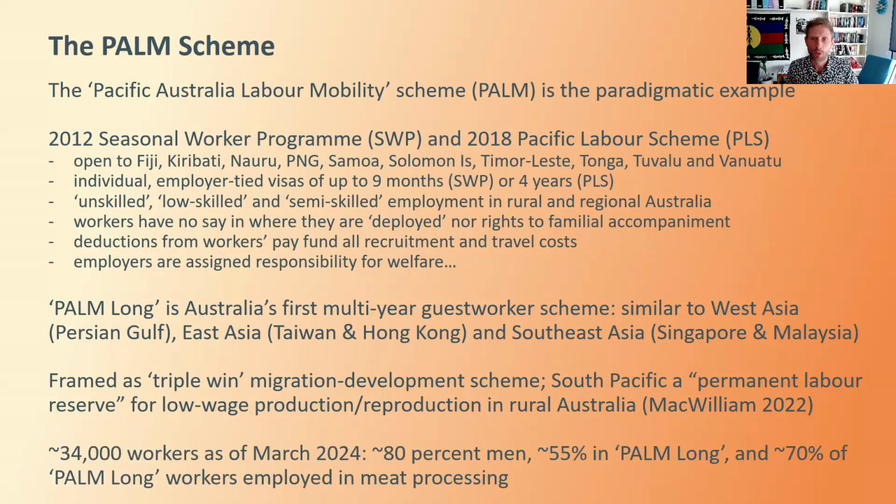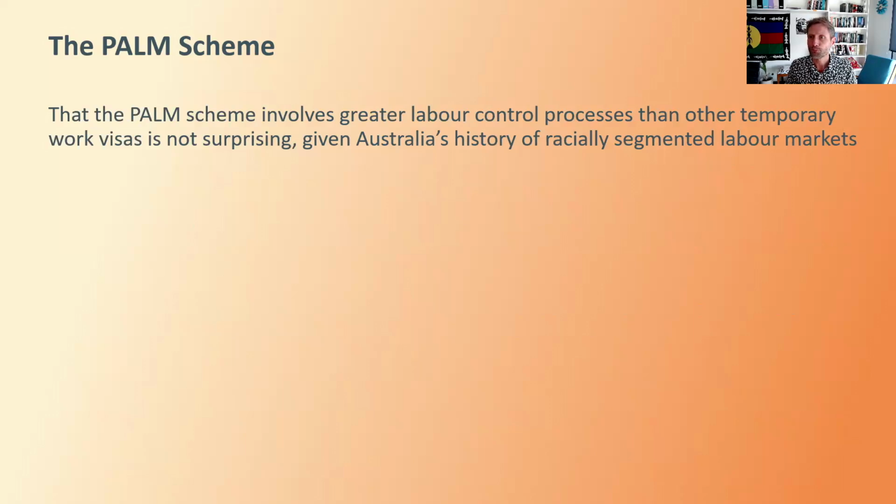As of earlier this year, there are approximately 34,000 workers enrolled within the PALM scheme. Around about 80% of those workers were men, but significantly more than half are now clustered in this PALM Long program rather than the Seasonal Worker Program. So there's been a real shift towards the long-term scheme. And amongst those long-term workers, as many as 70% are employed in meat processing. So it's overwhelmingly moved out of horticulture and towards meat processing as the key industry. Aged care is also a growing industry for the scheme as well.